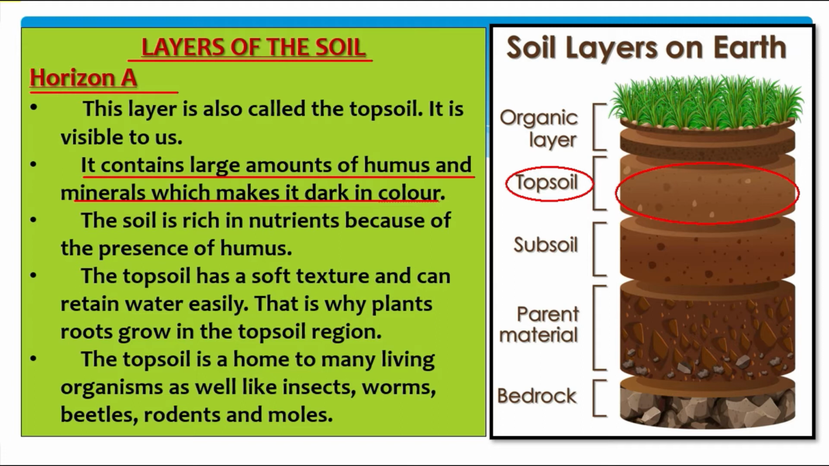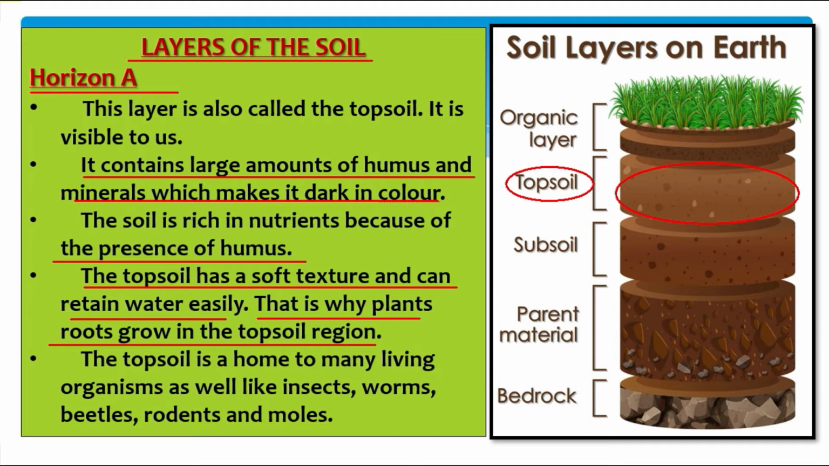And students, do you know why the soil in the A horizon is rich in nutrients? This is because of the presence of humus in topsoil. Students, when you dig down the layer of the soil, you will find that the texture of the topsoil is soft and it can also retain water very easily. And that is why the plant roots grow in the topsoil region easily.